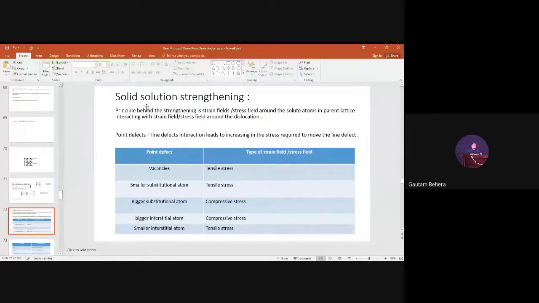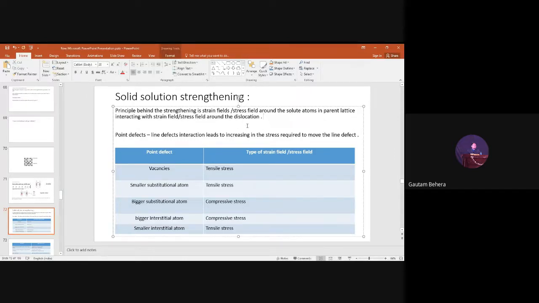So now, how will making solid solutions increase the strength? That is the question now. The principle is already written over here. The principle behind the strengthening is the strain field or stress field around the solute atoms in the parent lattice, and its interaction with the strain field or stress field around the dislocations.